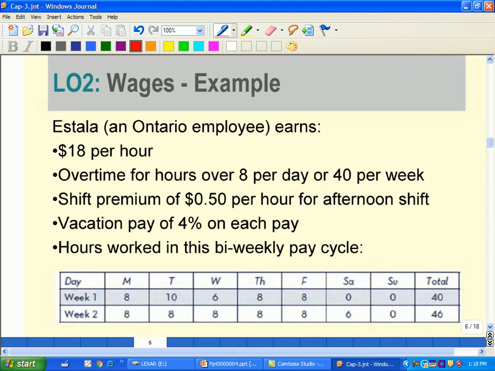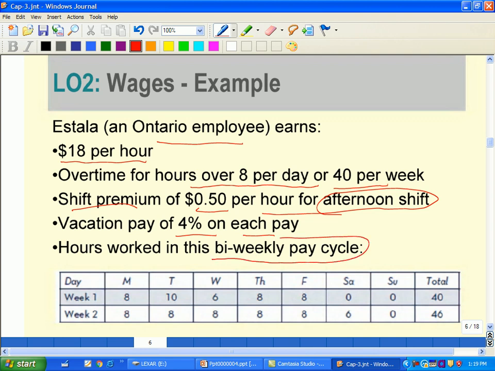Now, here is an example of that. Istalal is an Ontario employee and her pay is $18 per hour. Overtime applies if she works more than 8 hours per day or a 40-hour week, 8 multiplied by 5, and the shift premium is 50 cents per hour for the afternoon shift. Vacation pay is 4% on each pay. Her work is on a bi-weekly pay cycle, so every 2 weeks they get paid.